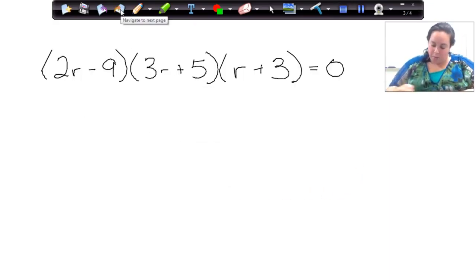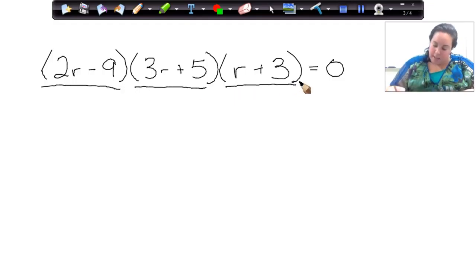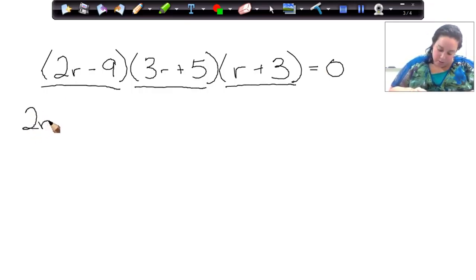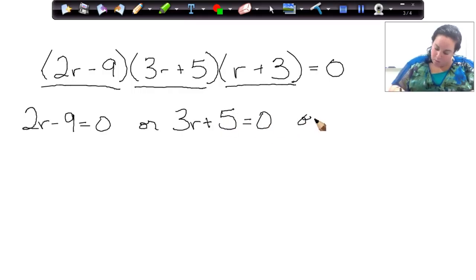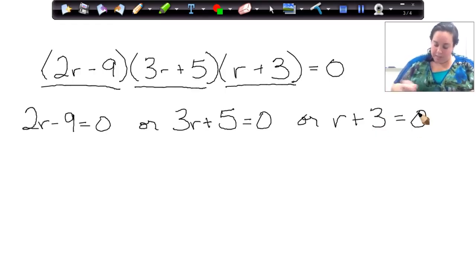Let's do another one. What if we have three things being multiplied together and they equal 0? Then one of the three has to be 0. Either 2r minus 9 equals 0, or 3r plus 5 equals 0, or r plus 3 equals 0. One of those has to be true. Then we can solve each one separately.